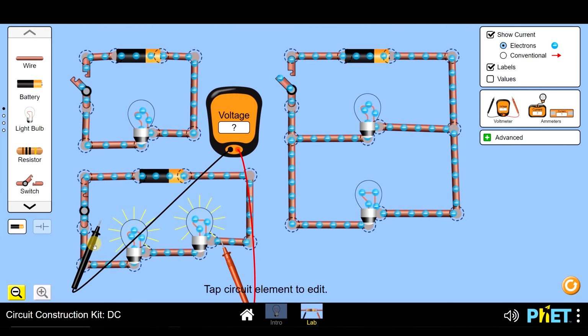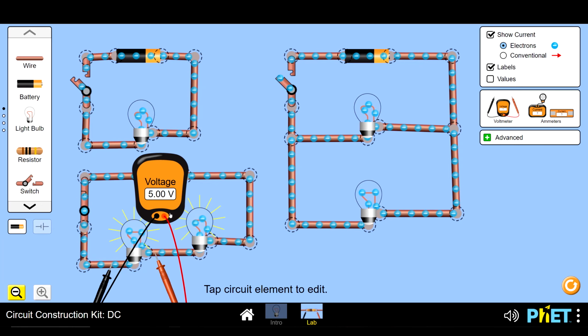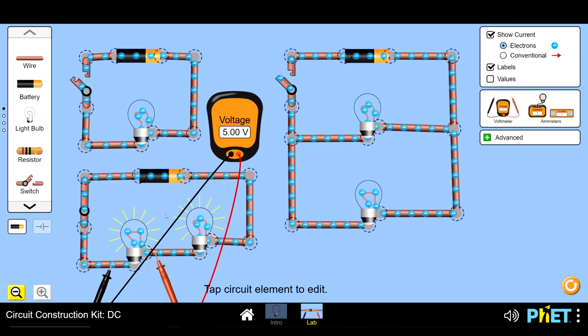If I measure across both of the bulbs to see how many volts are being used in this whole section of the circuit, I can see that all 10 volts appear. So in total, these two bulbs are using 10 volts, but each of them is only using 5 volts. So this is an important rule about circuits to keep in mind going forward, and I'll summarize it for you at the end.